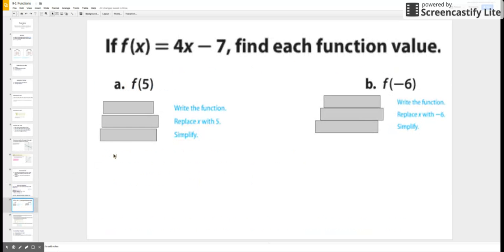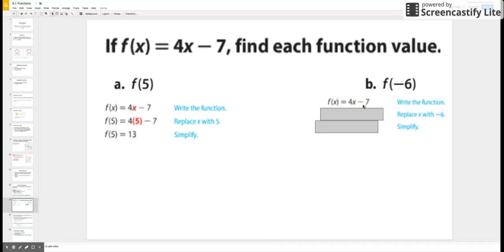So if f of x equals 4x minus 7, find each function value. So f of 5. Let's plug in 5 for x. So 4 times 5 minus 7 gets you 13. So when x equals 5, y is equal to 13. That's basically what this is saying. What about f of negative 6? So write your rule, plug in negative 6 for x. So we have 4 times negative 6, negative 24, minus 7 gets you negative 31. So when x is negative 6, then your f of x or your y is negative 31.